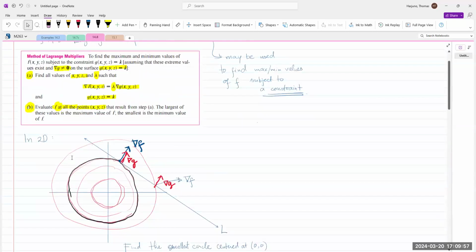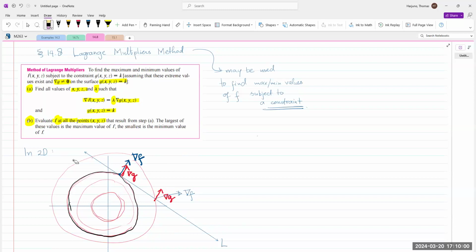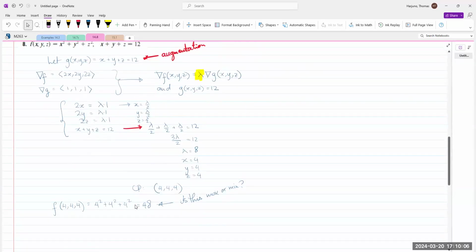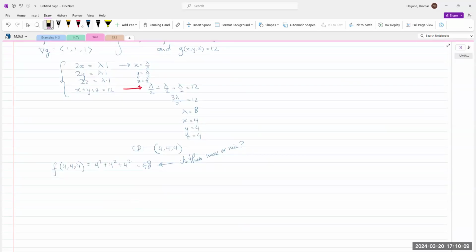So basically I'm doing this. F(12, 0, 0) gives us 12 squared plus 0 plus 0, which is 144. From here, we see that F(4, 4, 4) is the minimum, and the minimum value is 48.